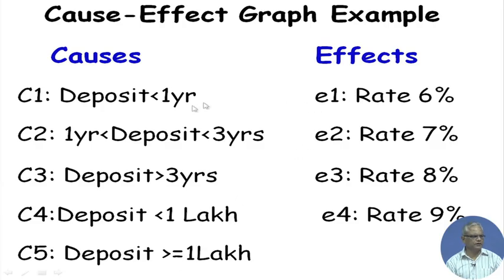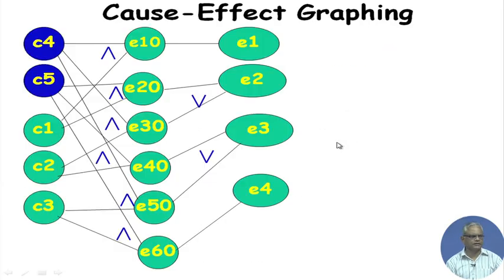For example, if the deposit is less than 1 year and the deposit is less than 1 lakh, it will produce 6%. If the deposit is 1 year to 3 years and the deposit is less than 1 lakh, it will produce 7%, and if the deposit is less than 1 year and the deposit amount is more than 1 lakh, then also it will produce 7%. So, now let us represent this aspect.